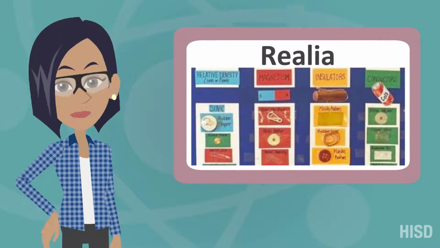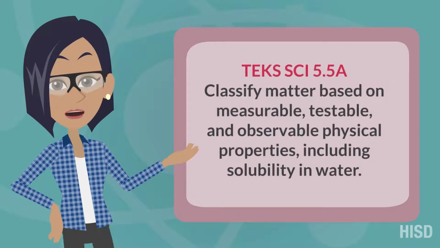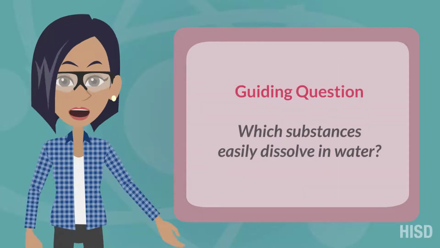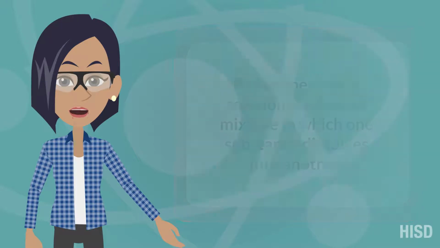By blending these two best practices, we can set up an investigation to help students address the 5th grade science standard 5.5a about solubility. Our guiding question will be, which substances easily dissolve in water? Remember that a solution is a type of mixture in which one substance dissolves into another. Let's listen to the teacher development specialist as she tells you what materials you'll need.